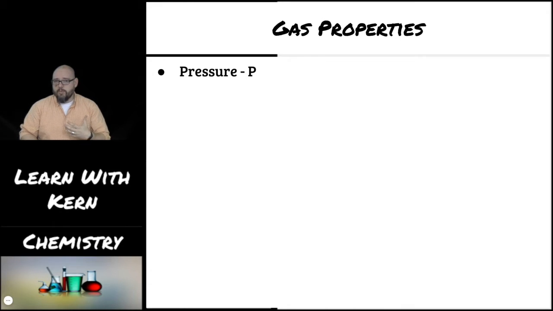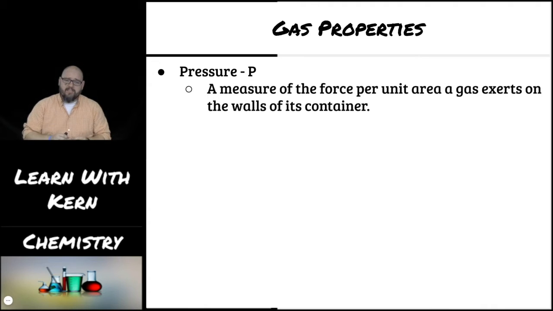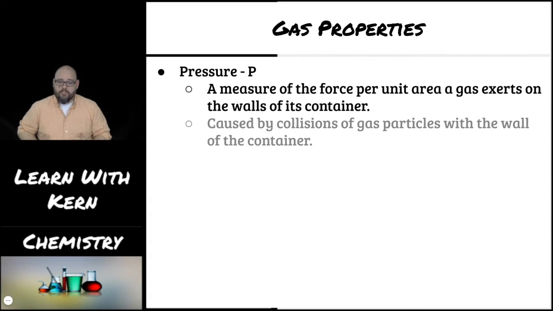Pressure is represented by a capital P. What pressure is a measure of is the force per unit area that gas exerts on the walls of a container. What causes pressure is all of those particles of the gas as they're flying around. Remember the kinetic molecular theory, they're flying in straight lines until they hit something. Well, the walls of the container are something that they hit. And when they hit it, they apply a force to that wall and push that wall out. Just like if I take a baseball and throw it up against the wall, that baseball is going to apply a force to the wall.